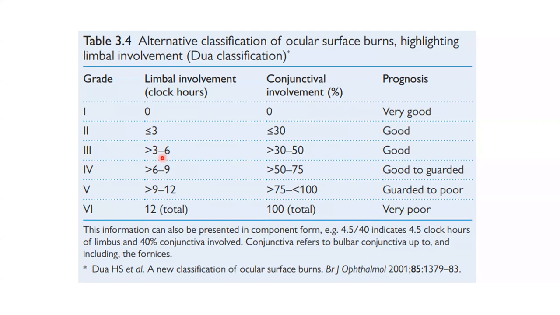Between 3 and 6 clock hours of limbal involvement, with 30 to 50% conjunctival involvement, has a good prognosis. 6 to 9 limbal hours with 50% to 75% conjunctival involvement has a good to guarded prognosis. More than 9 to 12 hours, or subtotal limbal involvement with subtotal conjunctival involvement, has a guarded to poor prognosis. Total limbal and conjunctival involvement is characterized by a very poor prognosis.